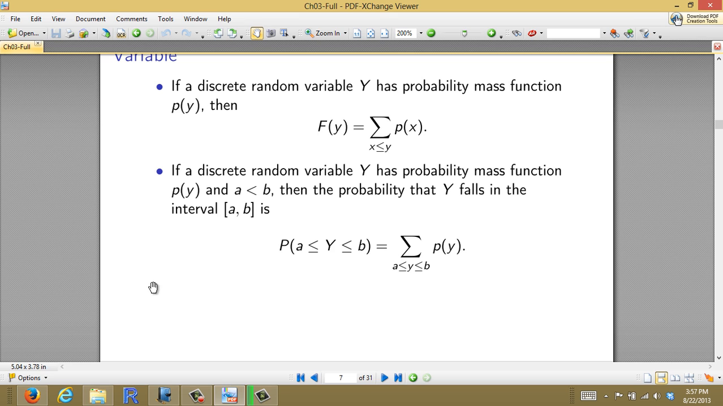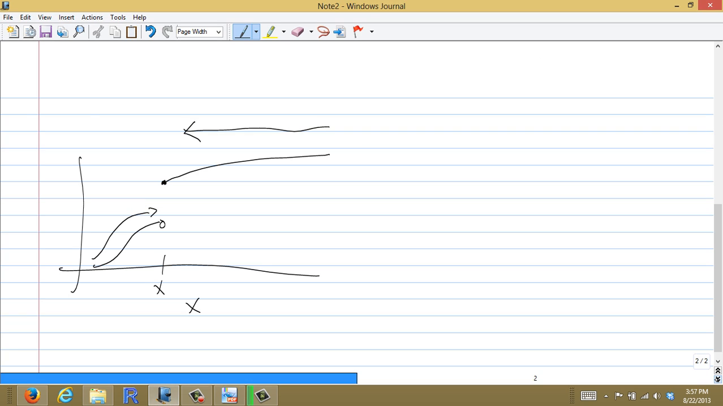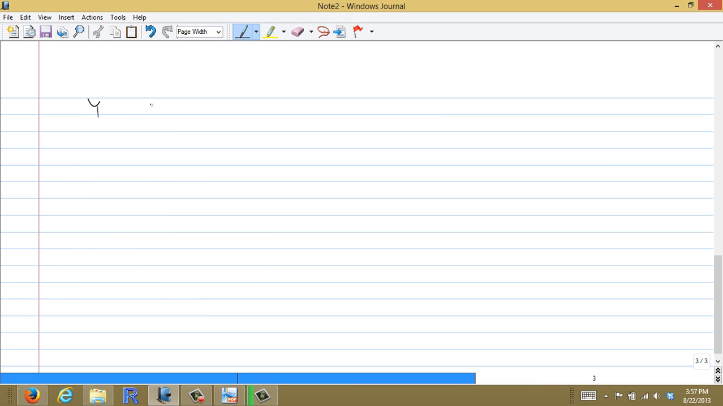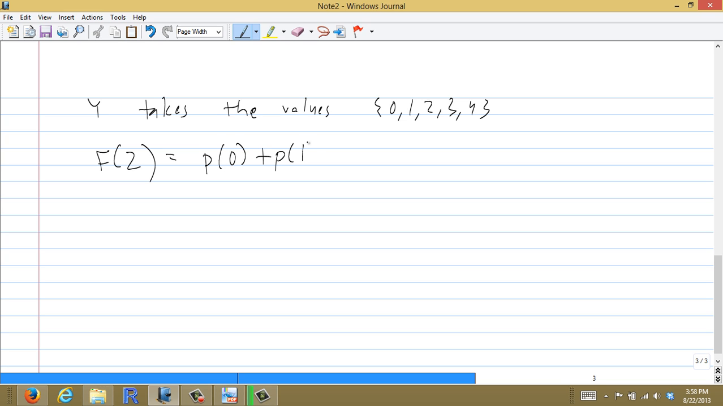So if, for example, let's say y takes the values 0, 1, 2, 3, and 4, and we wanted to find the CDF evaluated at 2, that could be obtained by adding up the mass function for 0, the mass function for 1, and the probability mass function for 2. And so that's all that formula is saying.